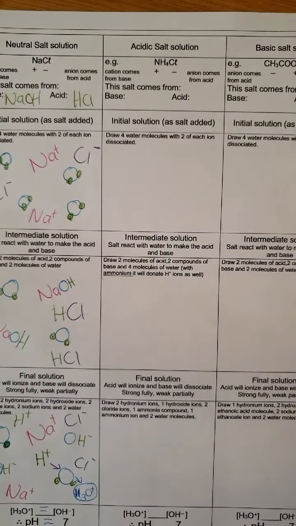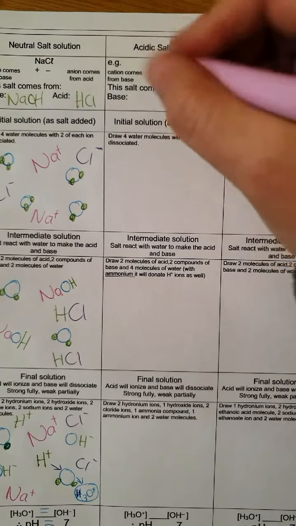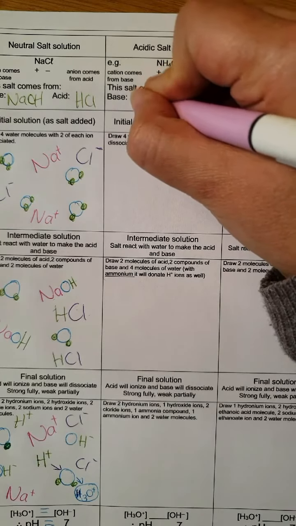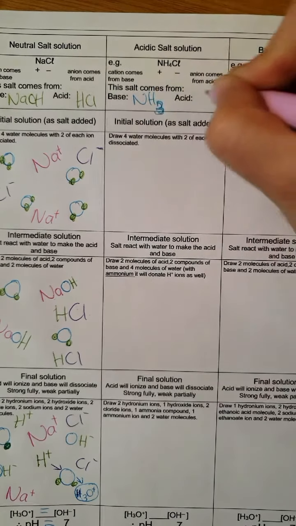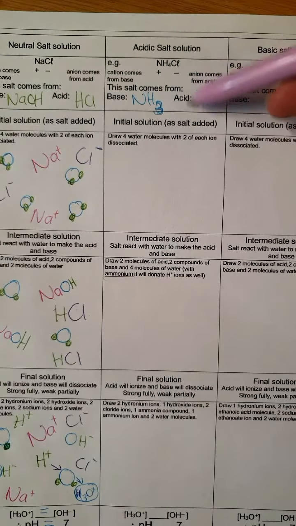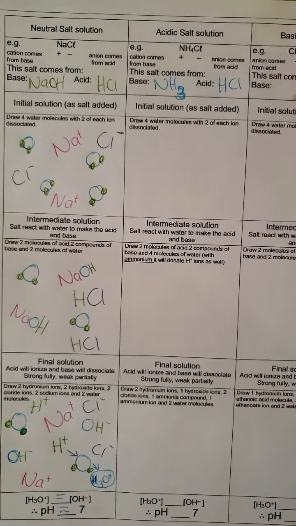Okay, number 2. So let's take a look at what happens when you have an acidic salt solution. Here our base is obviously ammonia, NH3, and our acid is HCl. So we have a strong acid and a weak base, giving us an acidic salt.